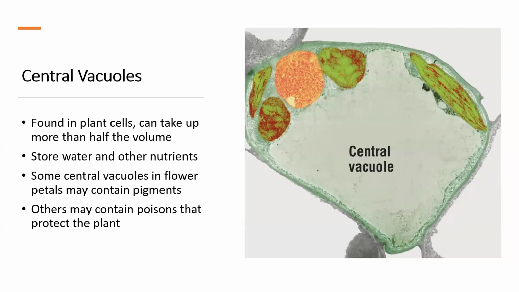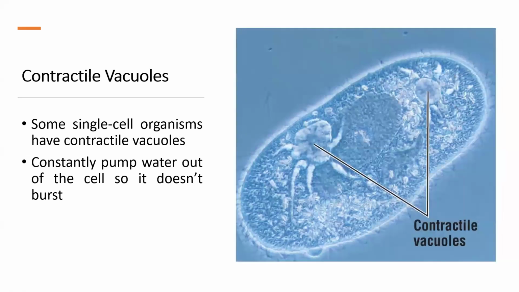A central vacuole is not the only kind of vacuole that exists. We are back to this guy again. This is a paramecium. And again, paramecium is not animal cell, it's not plant cell. They are called protists. And a lot of these protists, they live in freshwater environment.